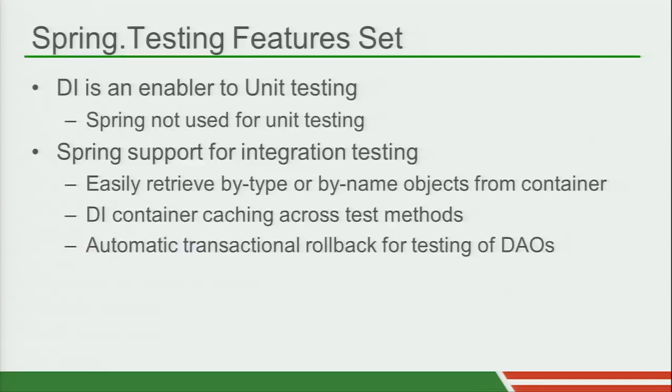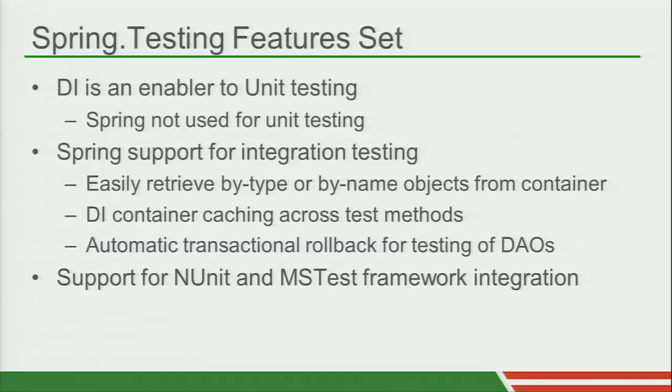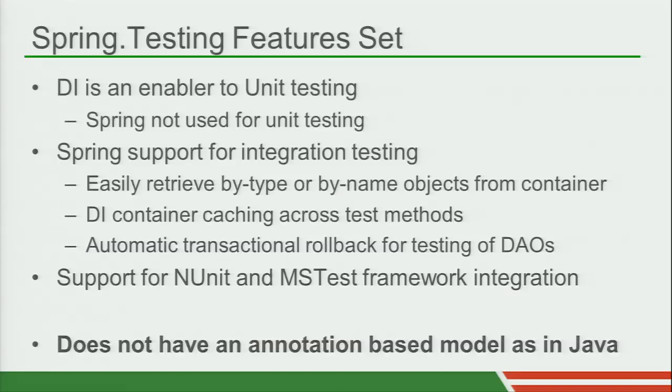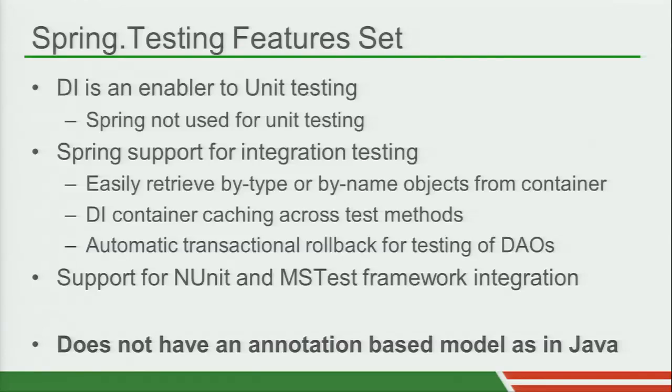And as I mentioned earlier, in the case of integration testing, we have automatic rollback for testing of data access objects. Our support extends to the NUnit framework as well as Microsoft's own MS Test framework. So if you were using one of these two, then a lot of this testing support is available to you. It's worth noting that we do not have an annotation model the same way you have in Java. Which is to say, those of you who are familiar with placing annotations in your unit tests in order to control lifecycle of the container and those kinds of things, that's the part that's not here in Spring.NET.